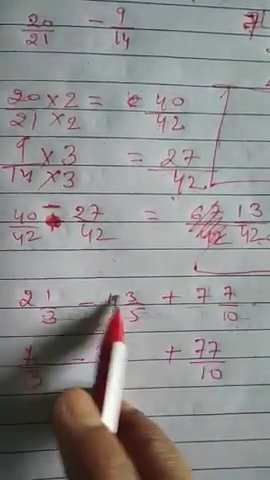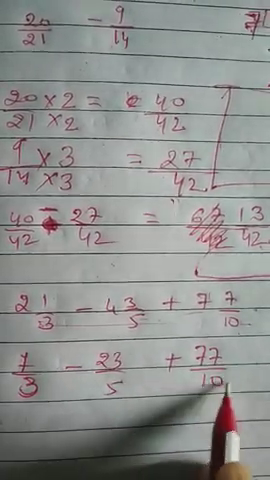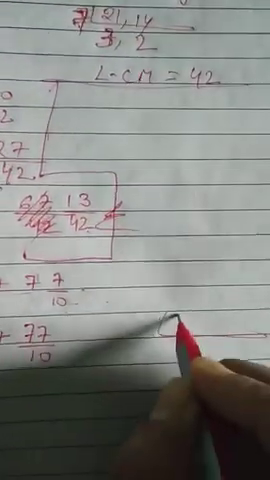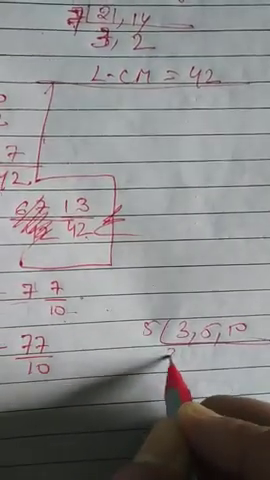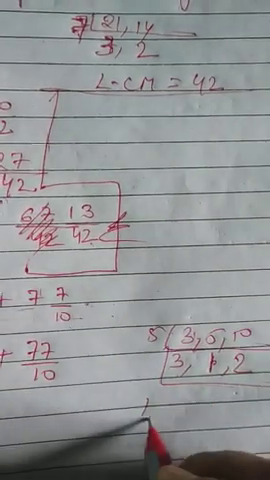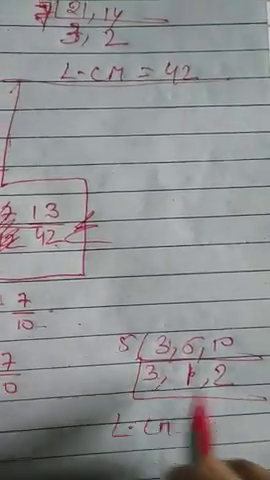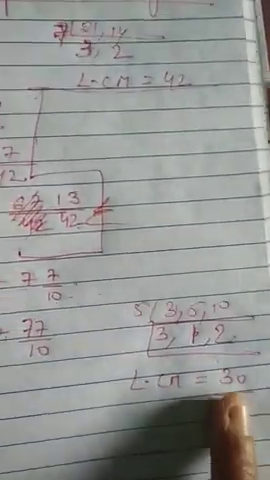Now we have changed this into improper fractions. Now what you have to do? You have to take the LCM of the denominators. So take 3, 5 and 10. What will we get as the LCM? 5 ones are 5, 5 twos are 10. Further you cannot divide, so 5 twos are 10, 3 tens are 30 is the LCM. So 30 we have got as the LCM.